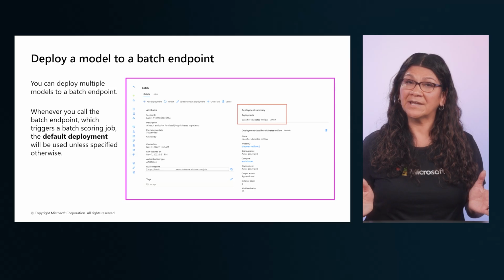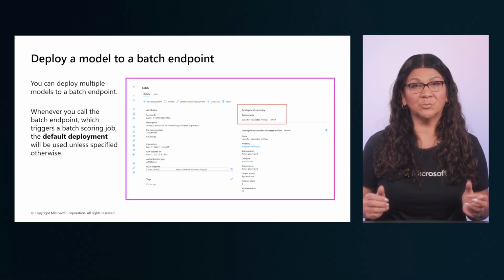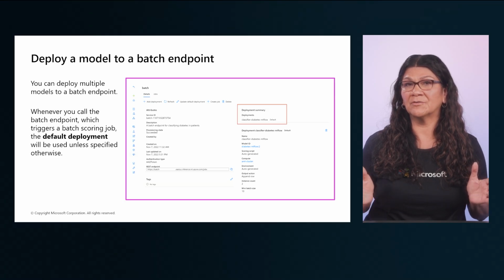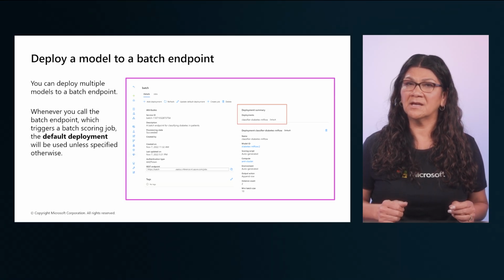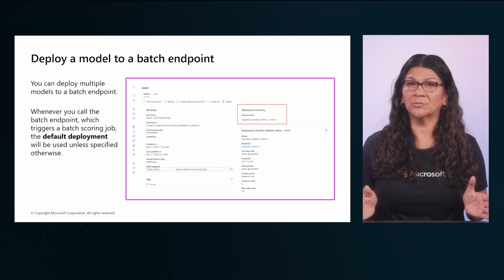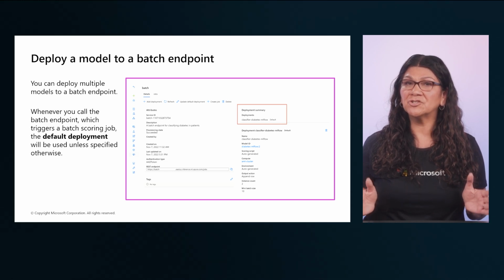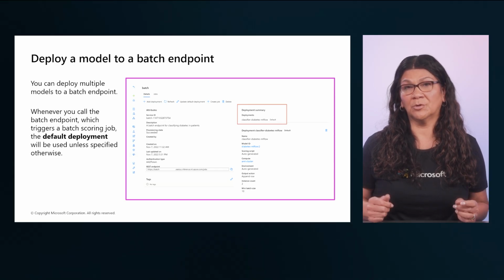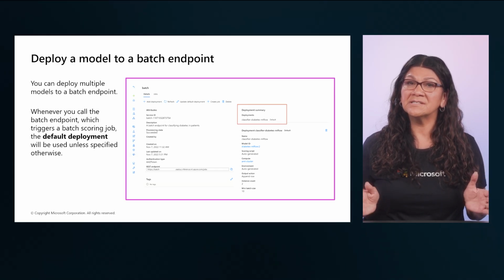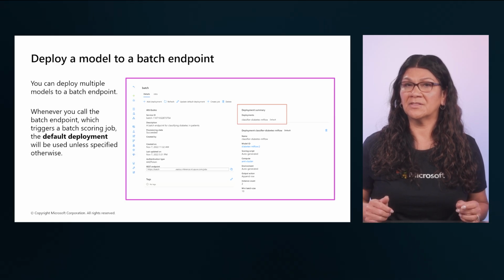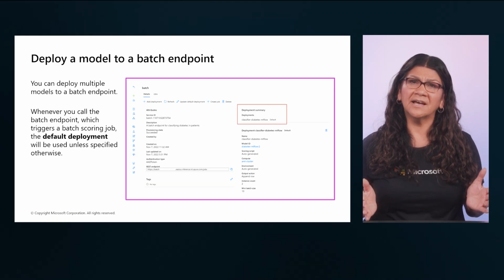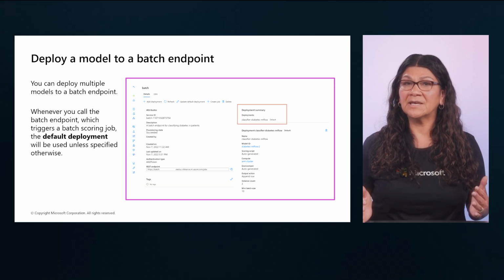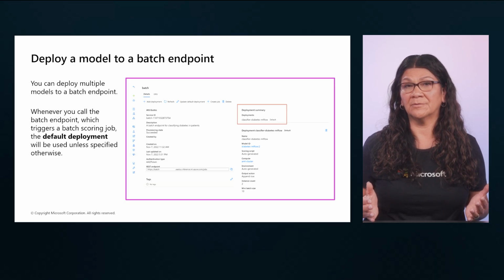A batch endpoint can host multiple model deployments, giving you the flexibility to manage different versions of a model in one place. When you call the endpoint to run batch scoring, Azure Machine Learning automatically executes the default deployment, unless you explicitly specify another deployment in the request. This design lets teams safely manage and update models while keeping integrations stable.